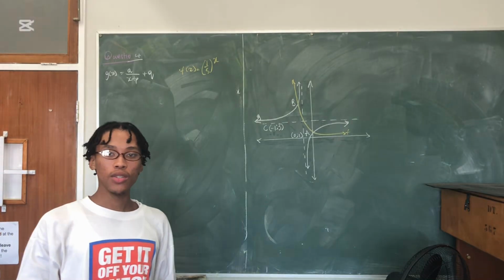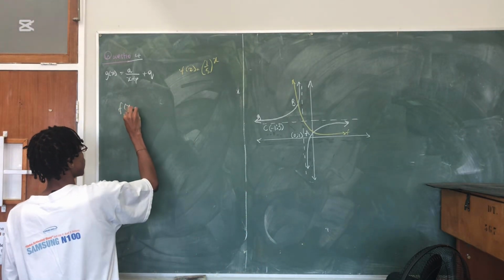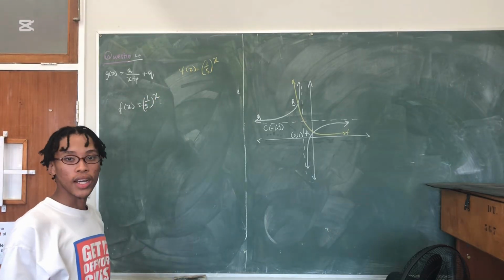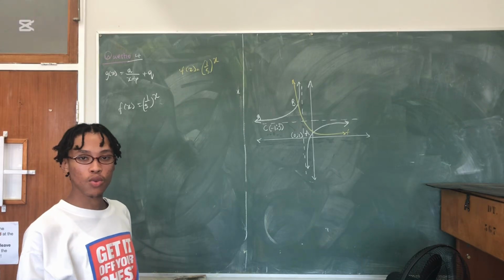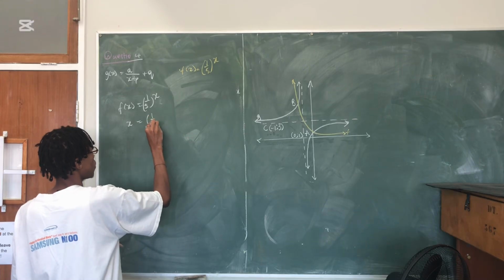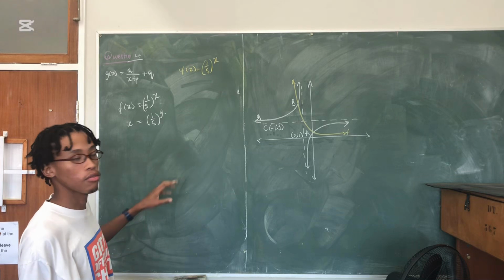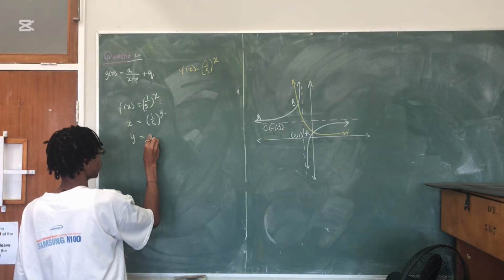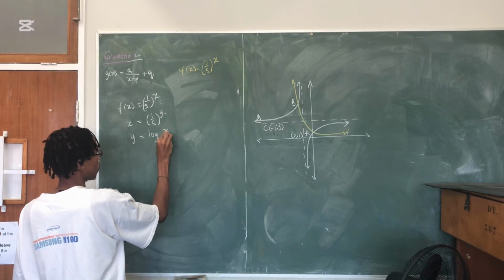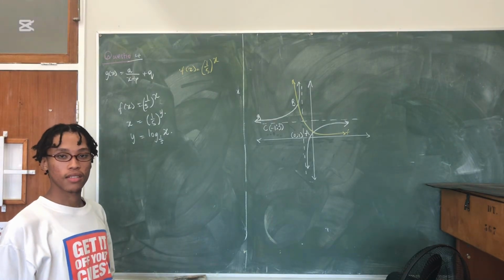Now, we're told we need to find the inverse function of f of x. We know that f of x is equal to 1 over 5 to the power x. The first step when you're trying to find the inverse of a function is swapping y and x. So this is going to be x, this is going to be y. And then from this point, we want to make y the subject of the formula, where y is equal to log base 1 over 5 of x. This is the equation of our inverse function of f of x.